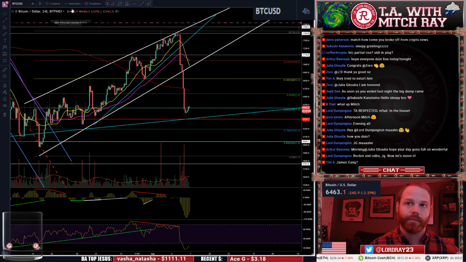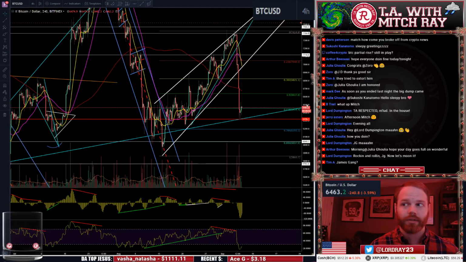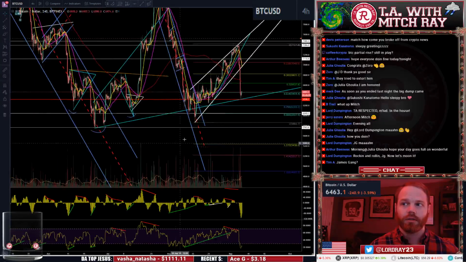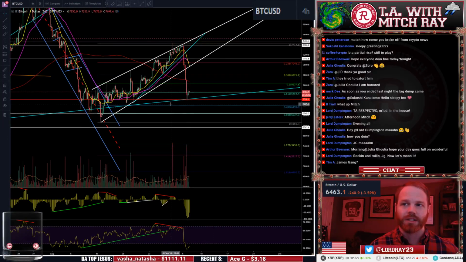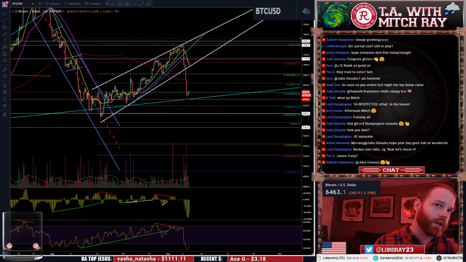Okay, so anyway, that's it on Bitcoin. Possibly double bottoming down here at critical areas of upward sloping support. Believe it or not, yes, the ascending rising wedge, larger than your face now, bounced off that, as well as the measured movement pattern.